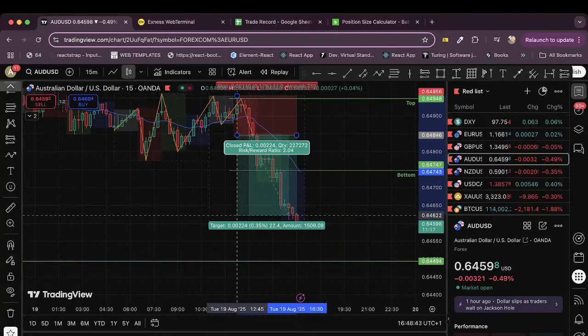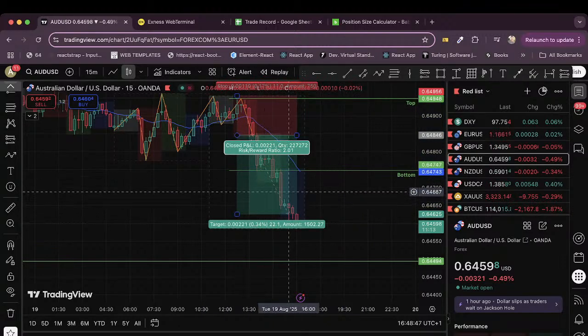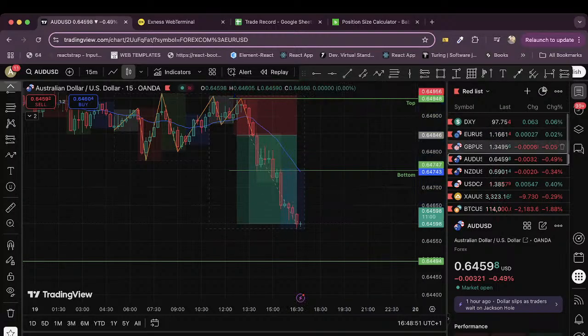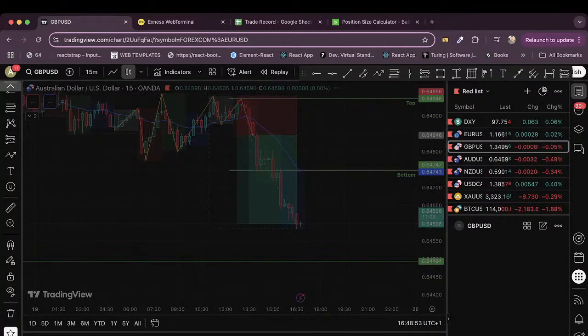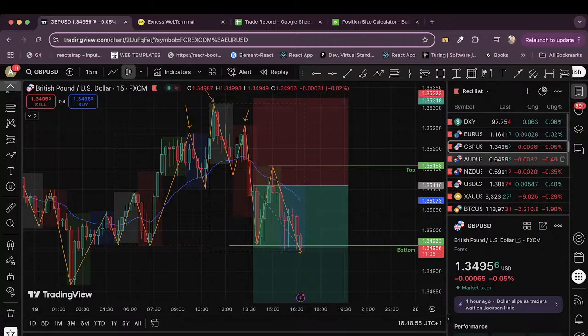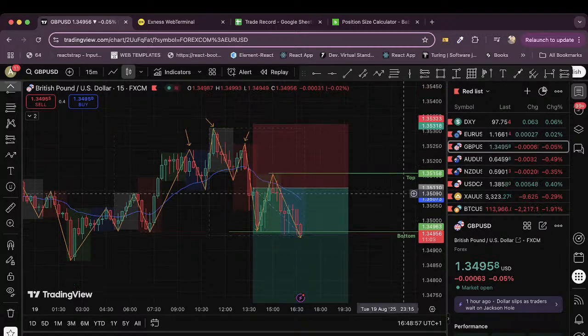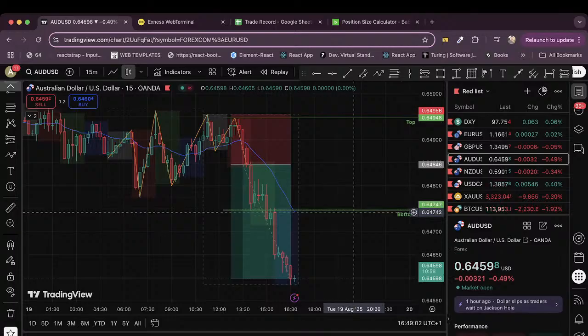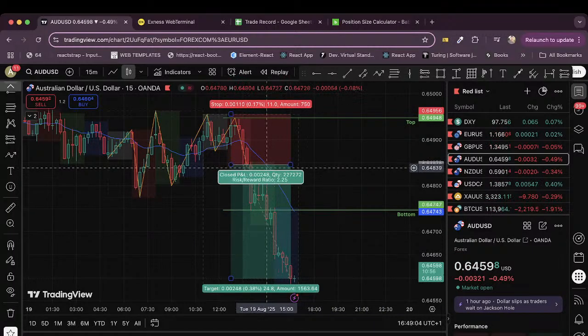See now, this one doesn't even reach TP, while this one is already down on the TP and more. I'm very angry with British pound now, because come on, what the hell is this? How can you be stalling like that? Look at this guy.